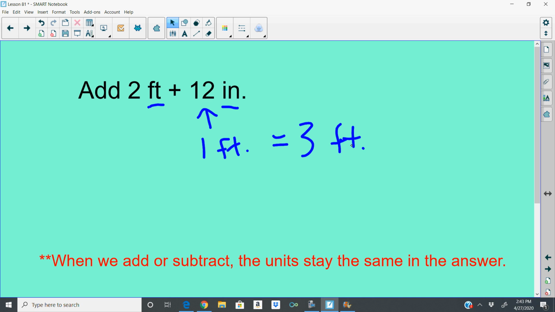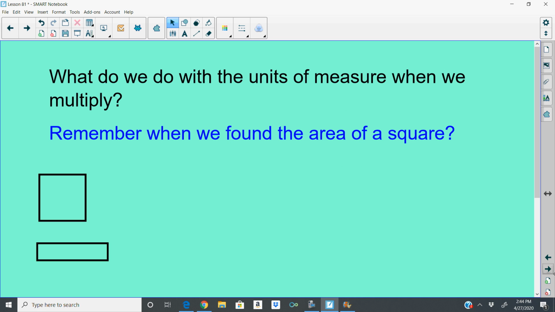Sorry about my neatness here. Okay, the units stay the same. So this is like a lesson in labeling too, okay? We wouldn't just say 3, we'd have to say 3 feet because we have to make sure we are clear on what we're dealing with.